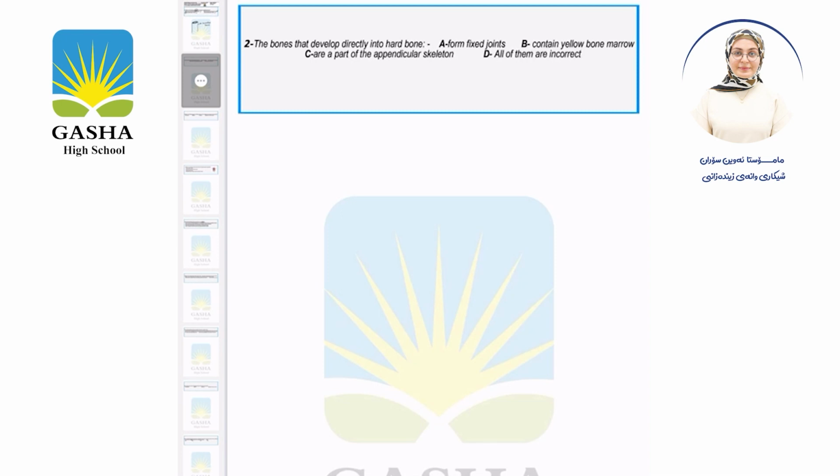Before reading the multiple choices, the bone that directly develops into hard bone is what? It is the skull bone. It's the only bone that develops directly into a hard structure without forming cartilage. Okay, let's talk about the properties of the skull. First of all, A, forms a fixed joint. Yes, the skull can form a fixed joint. The joints between the skull parts are not moving, it means they're fixed. So A is true.